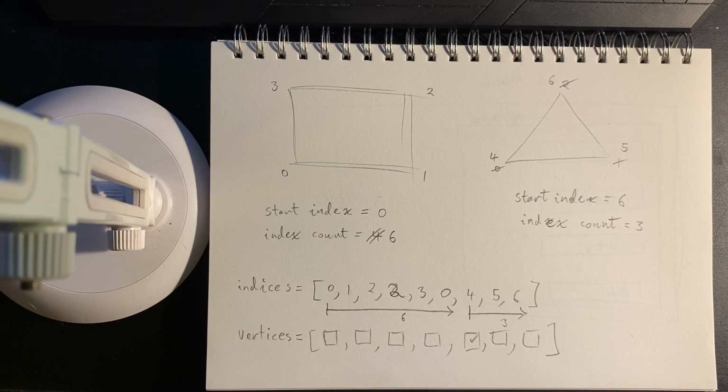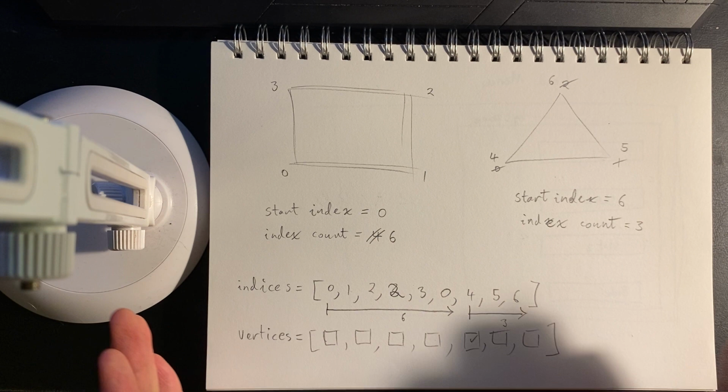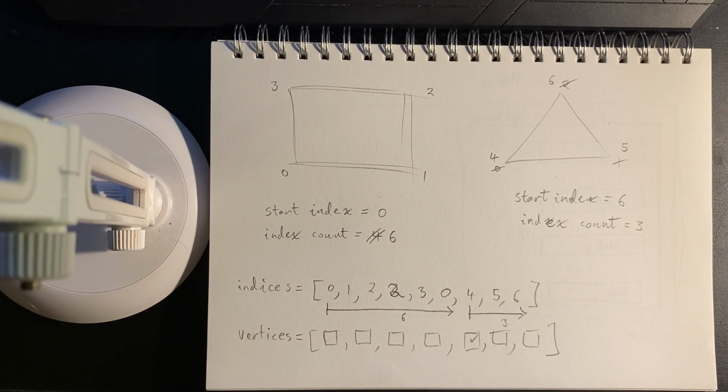So this has been an overview of what indexed rendering is, and how we might want to take a number of shapes and compress them together into larger lumps of data. Okay.